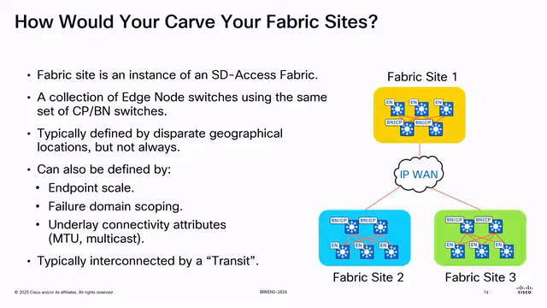Sometimes you might need to think how exactly you're going to carve it based on the endpoint scale, which I'll touch on, failure domain scoping, underlay connectivity attributes. If you have more than one site, if you start splitting them, you might want to connect them through the means of transit. Right? Could be IP transit or something else.